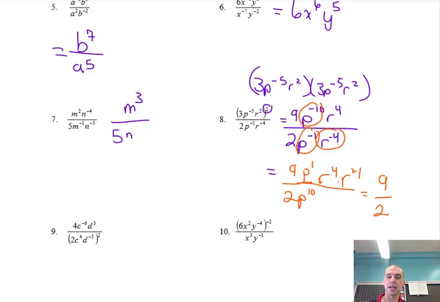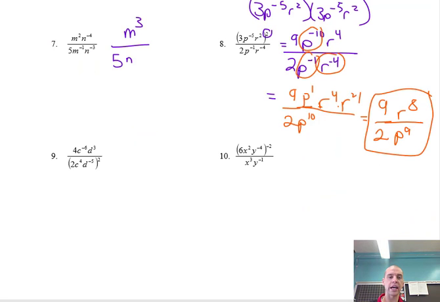I have 10 p's in the denominator, 1 p in the numerator, therefore I'm left with 9 p's in the denominator, and 4 and 4 gives us 8. So I get 9 halves, r to the 8th, p to the 9th. You guys try 9. We'll check that in class. We're going to go right to 10.